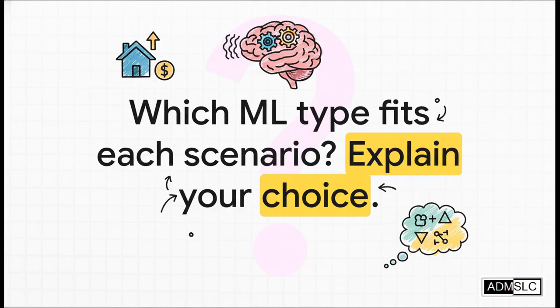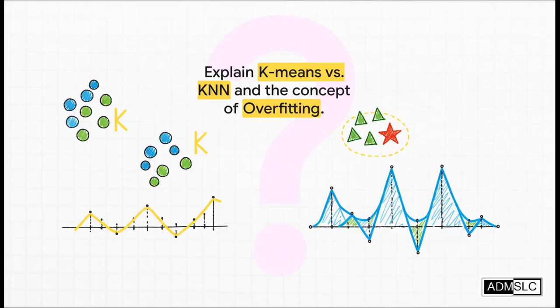But listen, just slapping a label on it won't cut it. The real marks are in your explanation. You have to explain why it's the right fit. What was it about the problem that pointed you in that direction? Next up, you got to be precise. You'll be asked to explain the difference between k-means and k-nearest neighbors. They sound similar, I know, but they are totally different things, so be really clear.